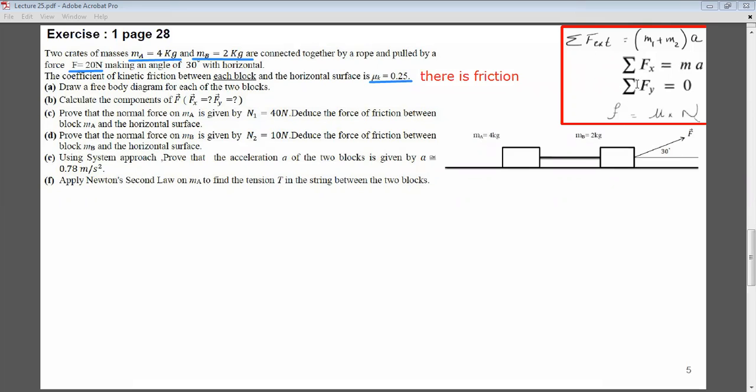Over here, I wrote for you the equations. For a system approach, summation of F external equals M1 plus M2 times A. Here they are MA plus MB times A. Then summation of Fx equals MA. On one object, summation of Fy equals 0, and friction is equal to mu times N. I might use these equations in this problem. So let's start part A: draw a free body diagram for each of the objects.